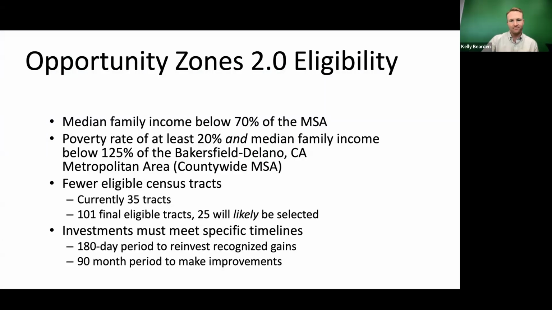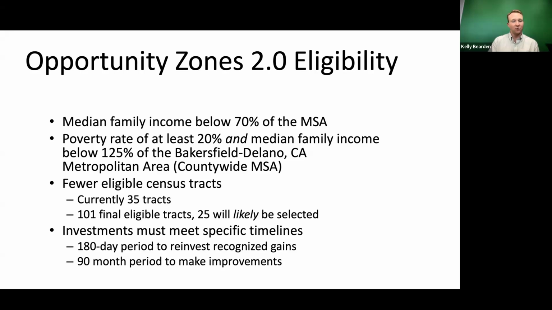I mentioned eligibility for these tracts. How is this determined? Every zone within California, every zone within Kern County is part of a census tract, but those eligible census tracts fall below a median family income of 70% of the MSA. My apologies. MSA is the Bakersfield Delano metropolitan area. For our purposes, it's the borders of Kern. It's all of Kern County. They're looking at the median family income from Kern. A census tract falling below 70% of that is eligible.